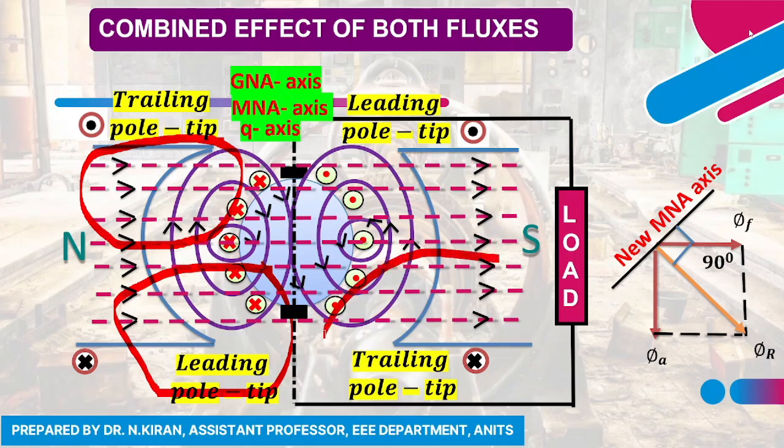When I consider this area, here also both the armature flux and the main flux are in the same direction. And here again, if I consider both the fluxes, they will be opposing each other. So among the four areas, in two areas both fluxes are aiding each other, and in the remaining two areas the fluxes are opposing each other.